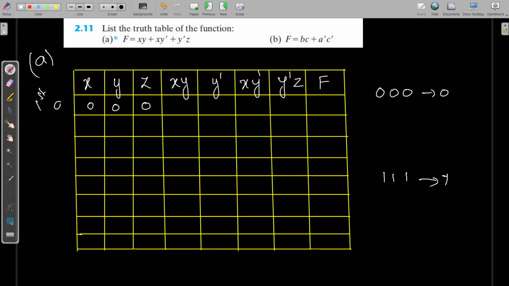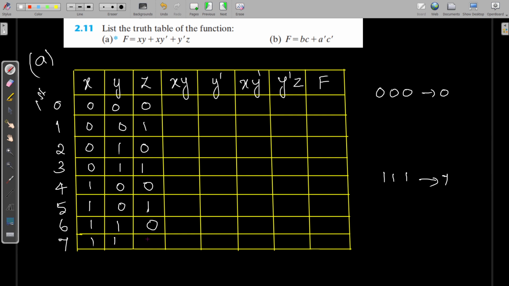It is the binary equivalent for 0, then 1, it is 001. Like this we can write 2 is 010. We should know the binary values. 011, and 4 is 100. 5 is 101. And 6 is 110 and 7 is 111. Okay, this is how we write it.